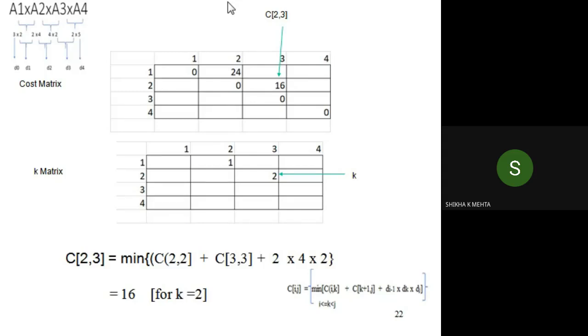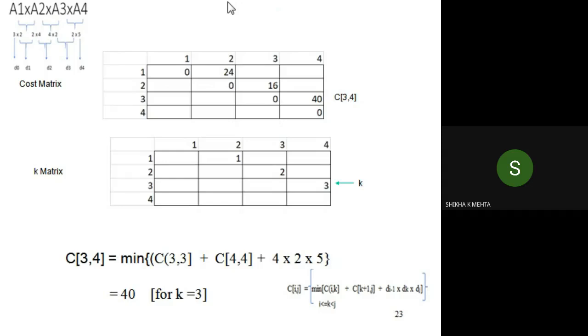D1 is equal to 2. Then d_k, k is equal to 2, so we take the value of d2, which is equal to 4. And then we go to d_j, j is equal to 3, so the value of d3 is equal to 2. So again we get 4 multiplied by 4 is 16, because C22 and C33 are diagonal elements and their values are 0. So we get the final value as 16, and we have filled up the cost matrix with this value.